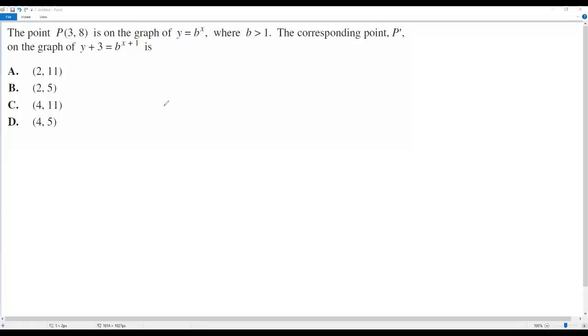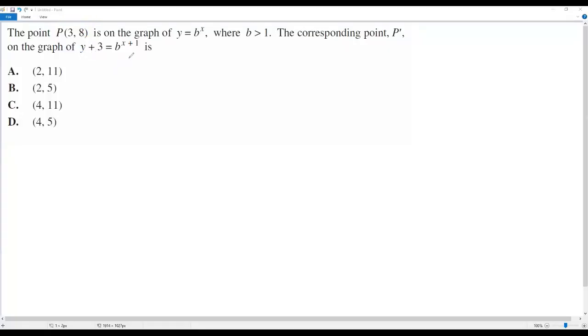The point P of (3, 8) is on the graph of y equals b to the x power, where b is greater than 1. The corresponding point P prime on the graph of y + 3 equals b to the power x + 1. Okay, here we have a point P on the graph of y equals b to the x power, and we have to find the point corresponding to this one, that is P prime on the graph of this one.